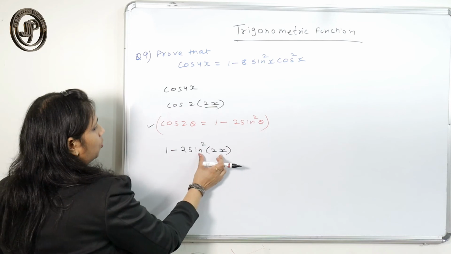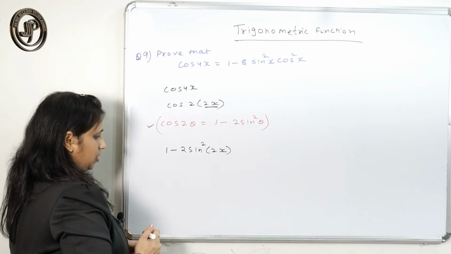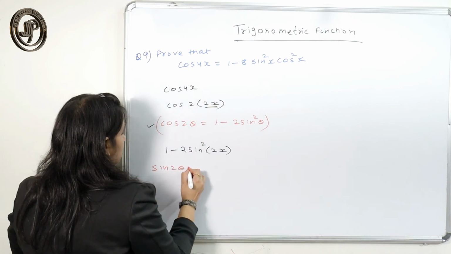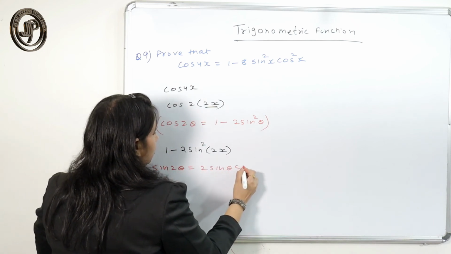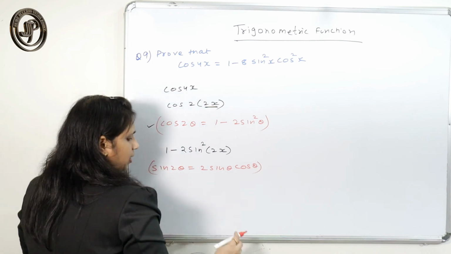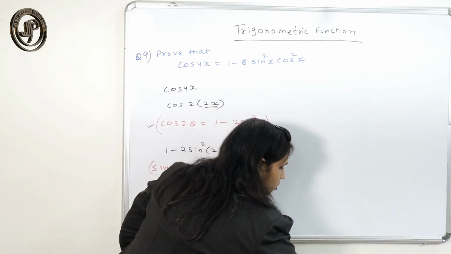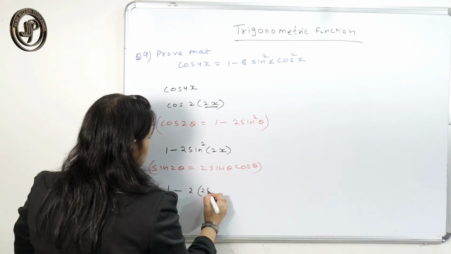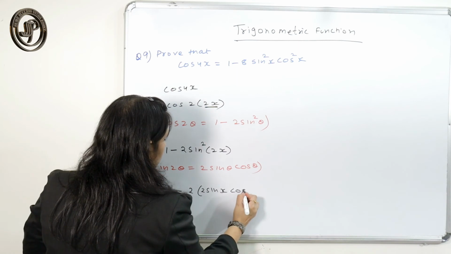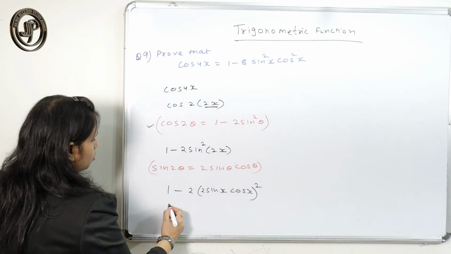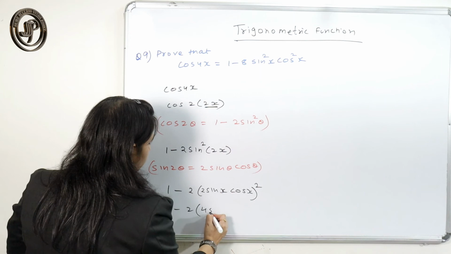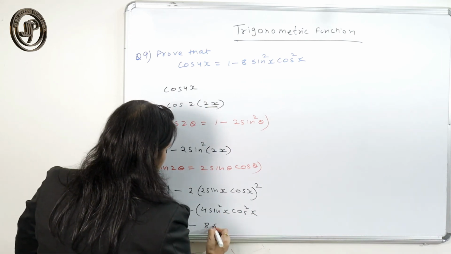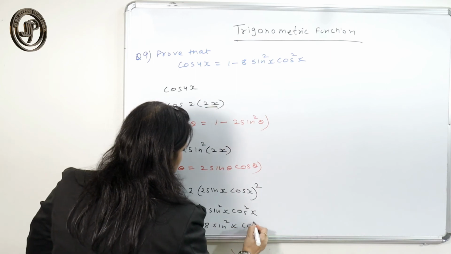Now I am going to apply the formula of sin 2x here, sin 2 theta. That is the formula only, you need not write it in the exams if you are doing this question. So 1 minus 2 sin 2x, which equals 2 sin x cos x the whole square. If you open this, 4 sin square x cos square x. So 1 minus 8 sin square x cos square x.